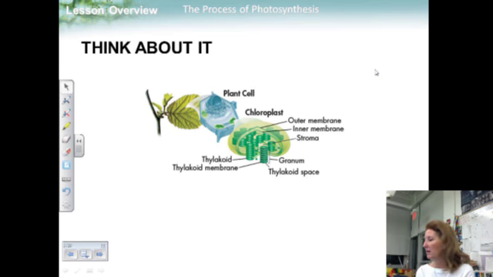So think about it. Why do chloroplasts contain so many of these little membranes of the thylakoids right here? When most pigments absorb light, like the desk I'm touching right now, they eventually lose most of the energy as heat.